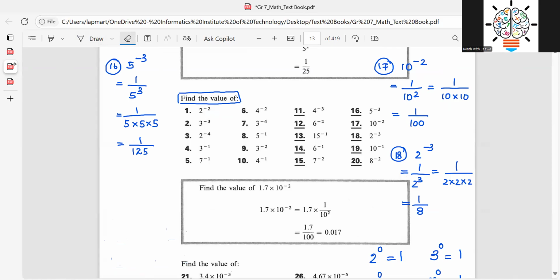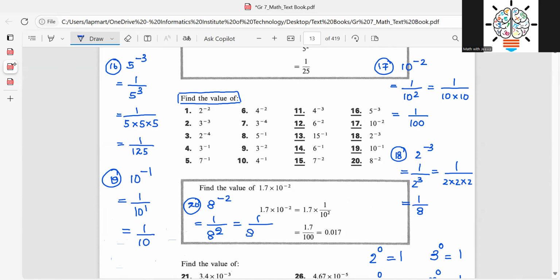Now question number 19, we do have 10 to the power negative 1. So then we write 1 over 10 to the power 1. That means simply 1 over 10. So then the 20th one, I'll write here as I have space: 8 to the power negative 2. Then we write 1 over 8 to the power 2. So then we write 1 over 8 times 8, and the final answer is 1 over 64.